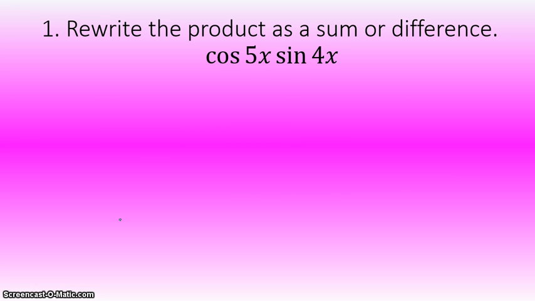Alright, rewrite the product as a sum or difference. So I'm trying to go from a product to a sum or difference. So that's going to be my product to sum formulas. This is cosine times sine. So that's the last one that said cosine u times sine v equals, and then it was 1/2 sine of u plus v minus sine of u minus v.